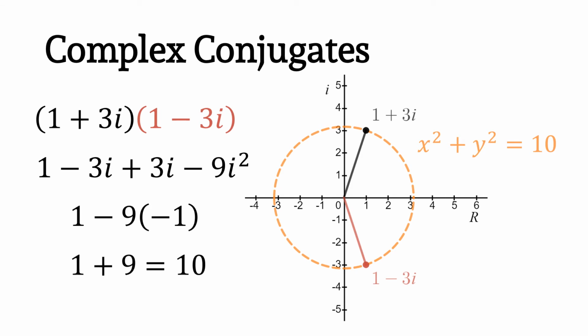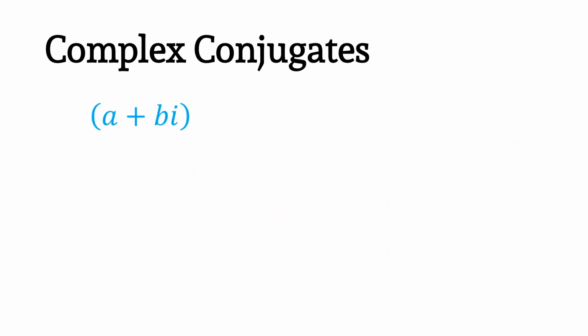And now we make the connection between the product of a complex number and its complex conjugate with a circle in the complex plane that contains both the complex number and its complex conjugate. We can generalize all of this and show that when we multiply a complex number with its complex conjugate, we'll always get a real number.